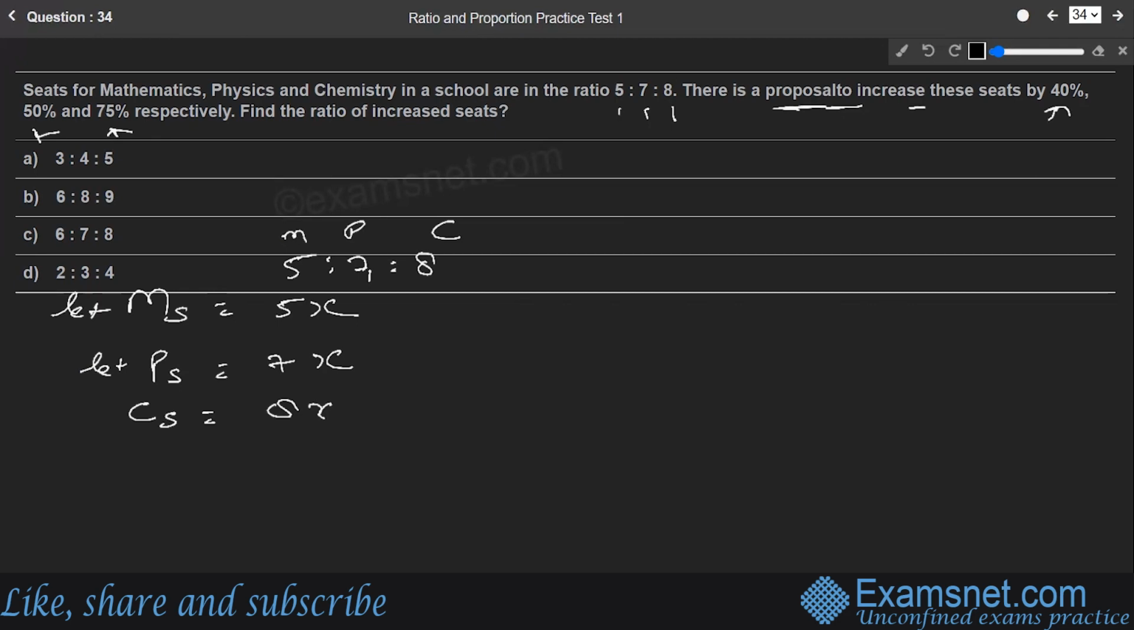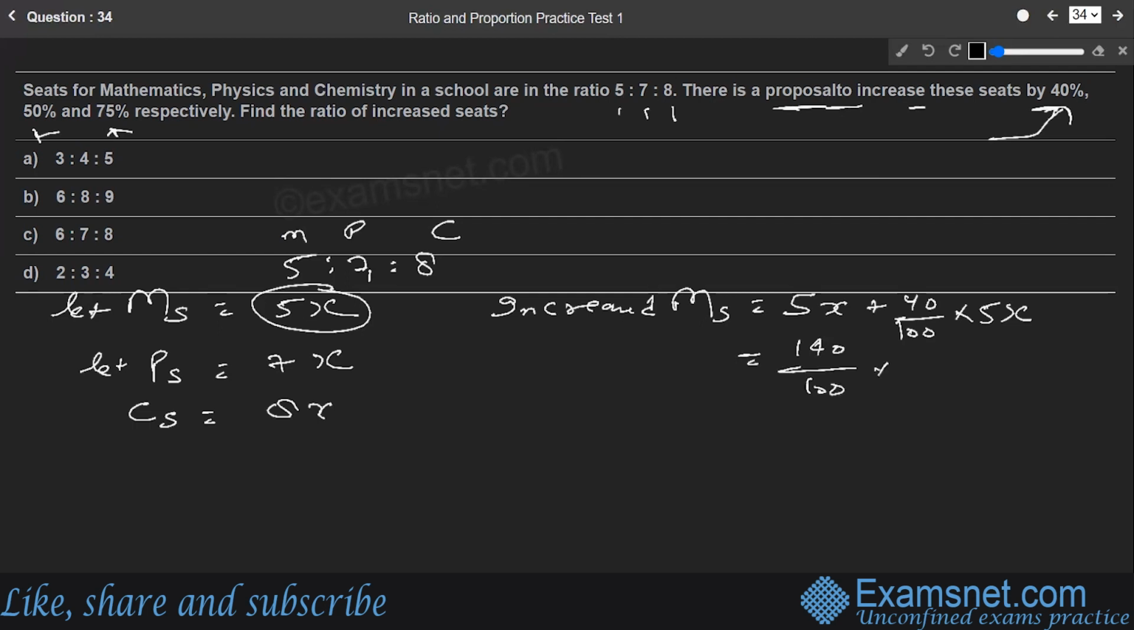Now what they say is that the seats are to be increased by 40%. A 40% increment has to be done in the maths part. So let us find the increased math seats. The increased math seats will be 40% more. The original seats were 5x. If you increase 5x by 40%, we can write this as 5x plus 40% of 5x. This is nothing but 140% of 5x. If we solve this, it comes out to be 7x. So the increased seats for mathematics will be 7x.